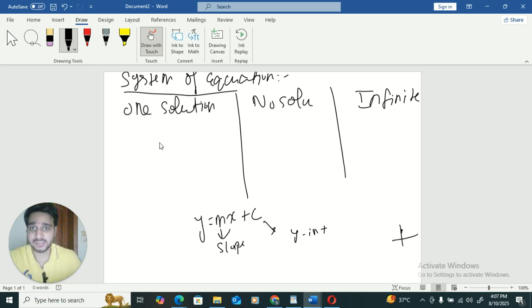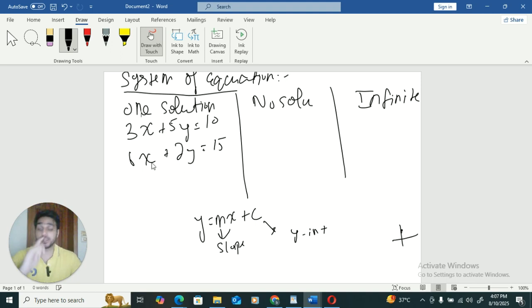So for a system of equations, we will take, for instance, two equations: 3x plus 5y equals 10, and the second one we will take as 6x plus 2y equals 15. Now we are going to understand how we can identify whether the system of equations has infinite solutions, one solution, or no solution.